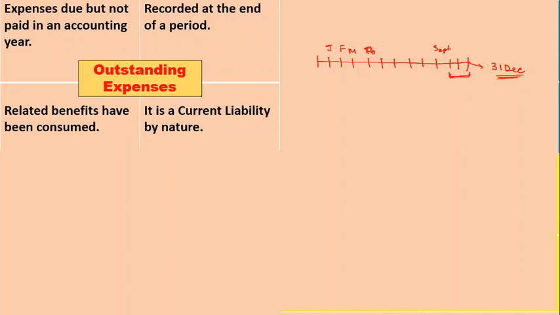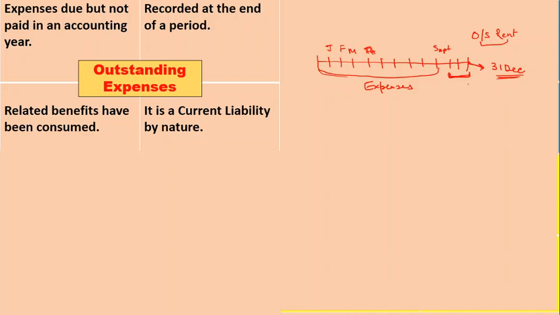Since you have availed the services of that premises, but the rent is not paid, at this particular date this rent amount will be taken as outstanding rent. Now this outstanding rent is an obligation, it is a liability. Why liability? Because you have availed the services but not yet paid. All the rents which are paid during the year are expenses.